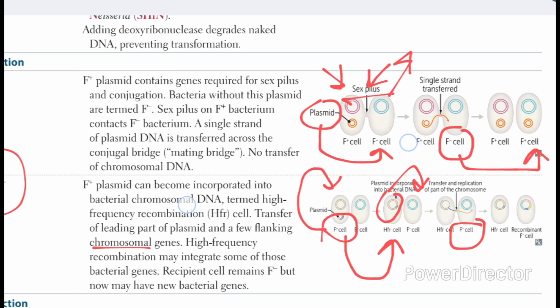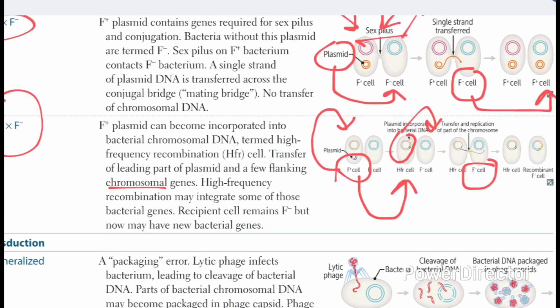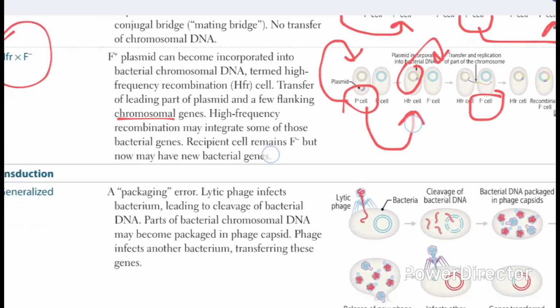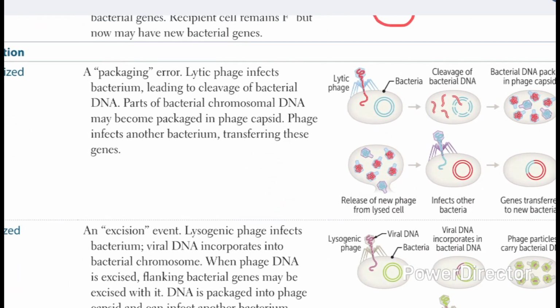So conjugation is of two types. It's the transfer of plasmid or the transfer of genetic material, a highly frequent recombinant material. Then the last process is transduction. Transduction is basically a packaging error.